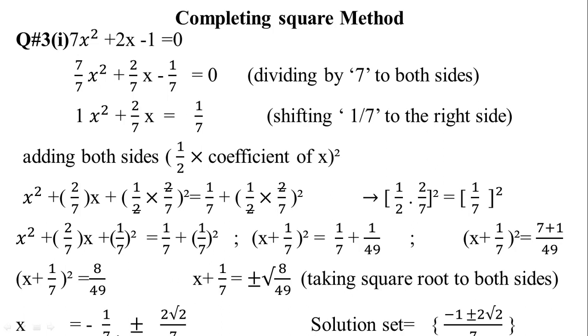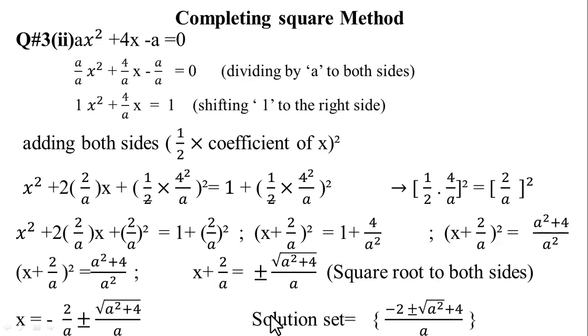Here both have the same LCM, 7, then the solution of the given equation is (-1 ± 2√2) divided by 7. Now let's start the next part. In question number 3, part 2, solve by the completing square method.